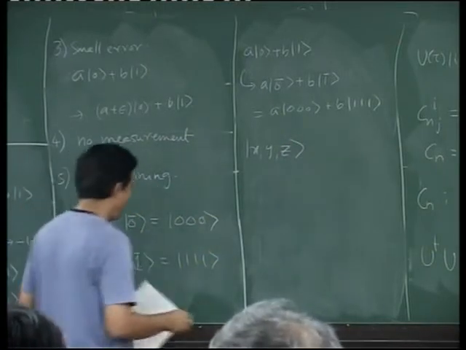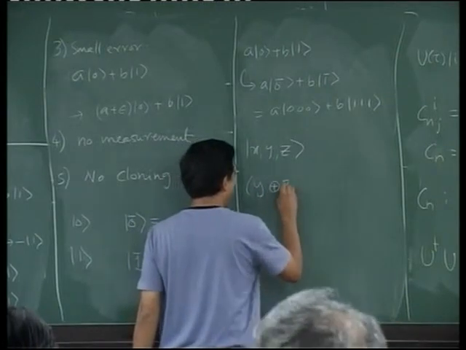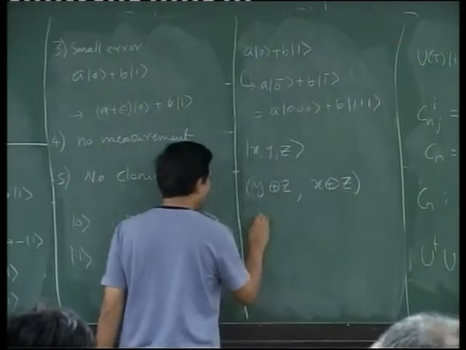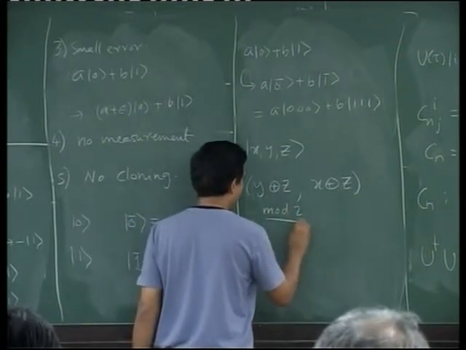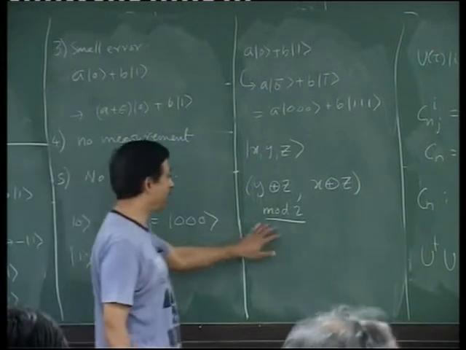Okay, so define two observables. One observable is y plus z, and the other observable is x plus z. Okay, and this plus is basically y plus z mod 2. So that is a notation that you add the numbers and write that mod 2.